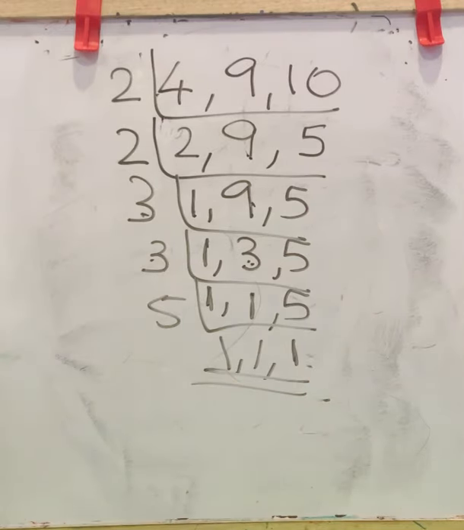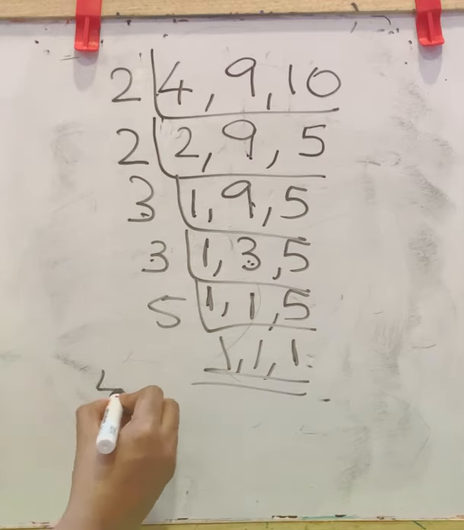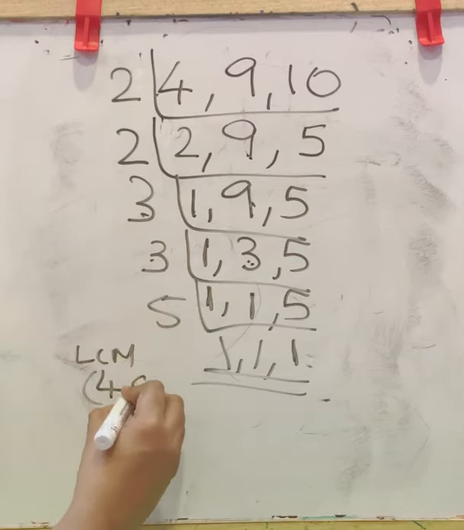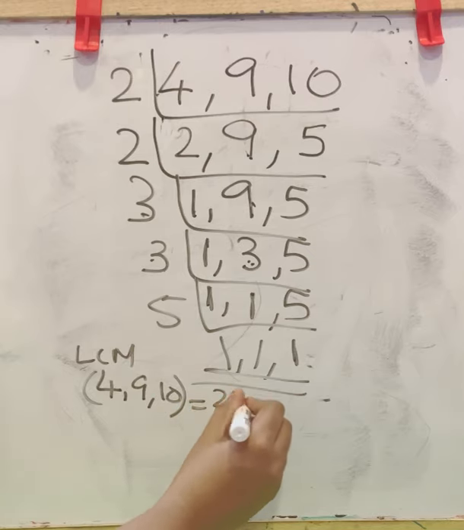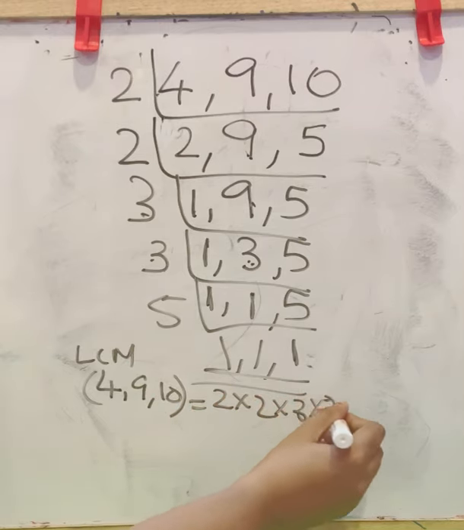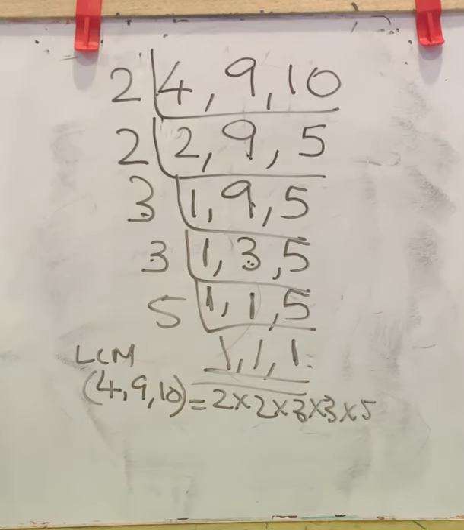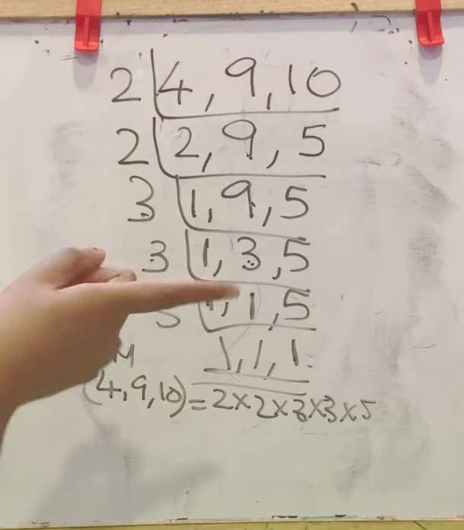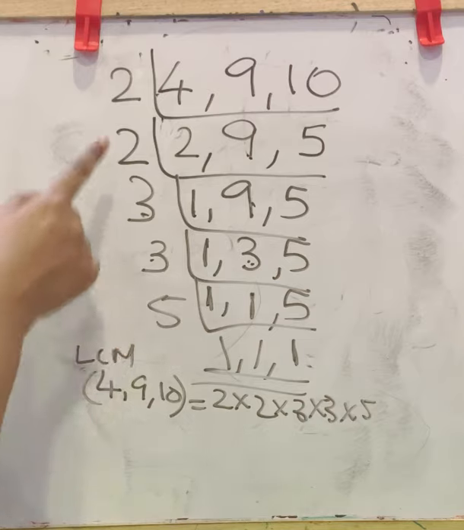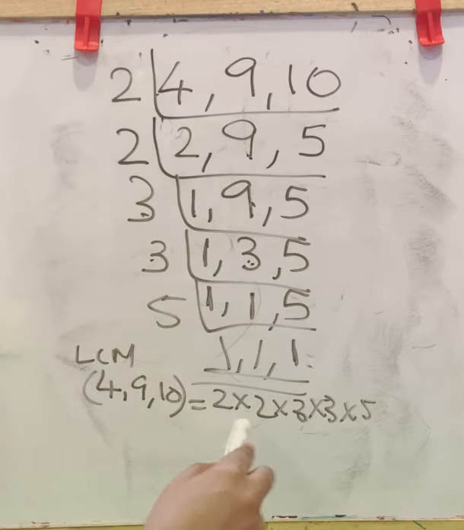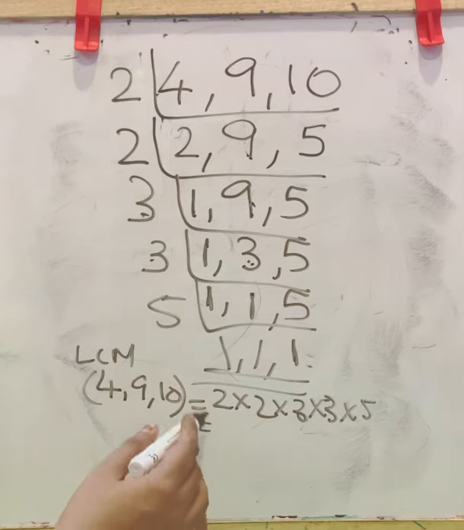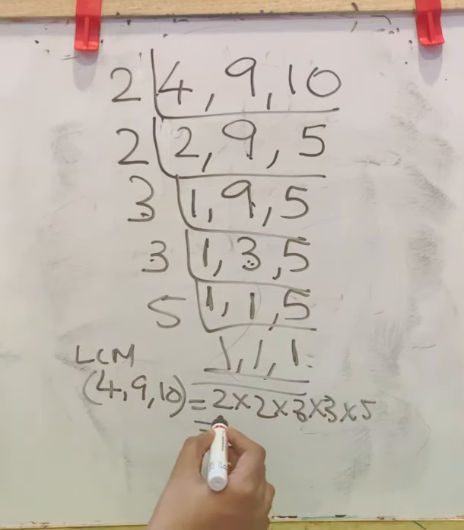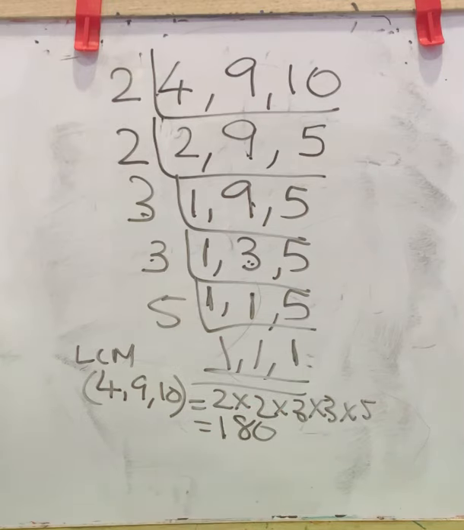This is the way to find the LCM for 4, 9 and 10. So we will write LCM of 4, 9 and 10 is 2 into 2 into 3 into 3 into 5. If you are finding the LCM, don't skip the number without a pair. For LCM, you don't want to pair the factors. You are pairing the factors only for finding square root. Here you are finding LCM, so don't pair it. You have to write each and every factor. So LCM of 4, 9 and 10 is 180. 2 into 2 into 3 into 3 into 5 is 180.